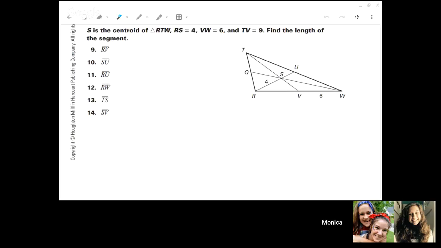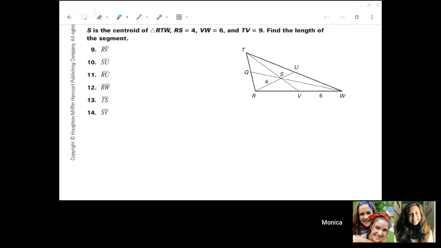Okay, Lily, so for numbers 9 through 14, we are looking at a triangle that has the medians drawn into it, just like we did the triangle in class yesterday together. So have you gotten totally through that worksheet yet? Okay, that worksheet will help you be able to solve these parts of it. Have you watched the Edpuzzle video yet? Okay, the Edpuzzle video will also show you how to do these, okay?